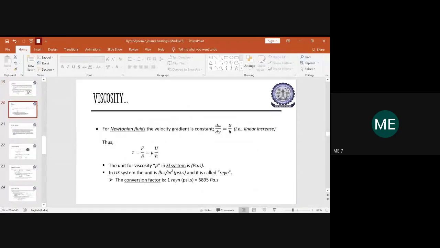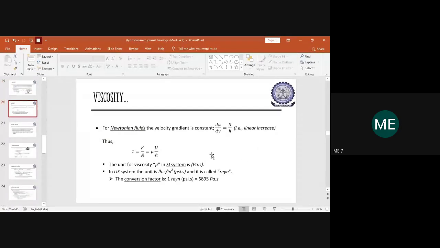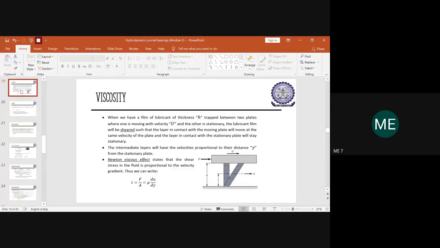Yes. So now the same thing we are still proceeding further. So we spoke about the Newtonian effect related to the shear stress with respect to the velocity gradient du by dy when one plate is moving and one plate is fixed. Only when the plate is moving at the top and the plate is fixed at the bottom, you will be having the velocity gradient, the variation in the velocity with respect to the distance from the stationary plate.